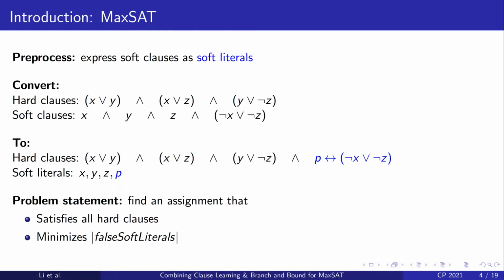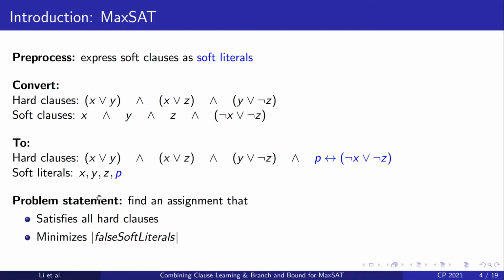Before solving the formula, we will perform a process that consists in expressing soft clauses as soft literals. This means that any non-unary soft clause, like this one here, will be replaced by a new auxiliary literal. In the example here, we replace this clause by this auxiliary literal p, and in order to do that, we have to add hard clauses stating this equivalence. That is, that the new literal is equivalent to the soft clause that it replaces. Therefore, we have now only unary soft clauses, and we will name them soft literals.